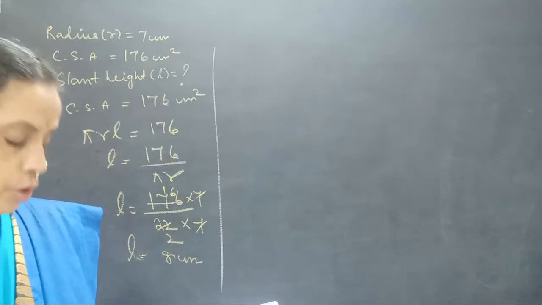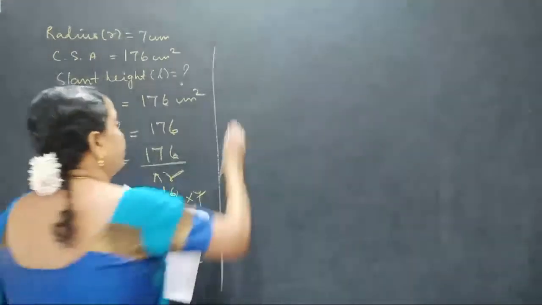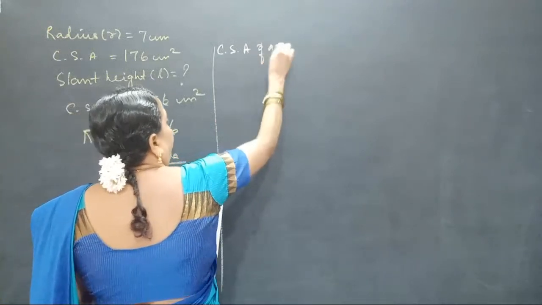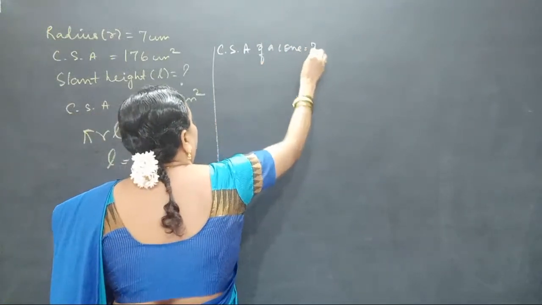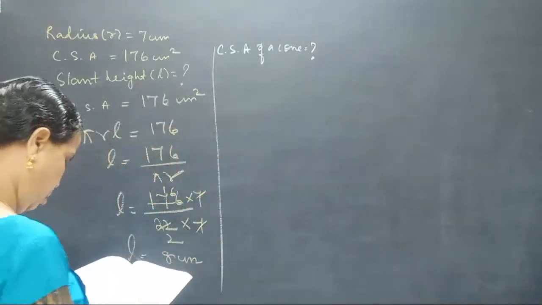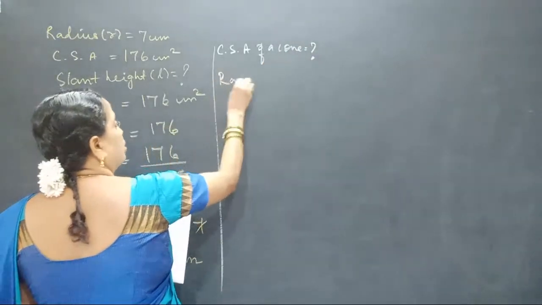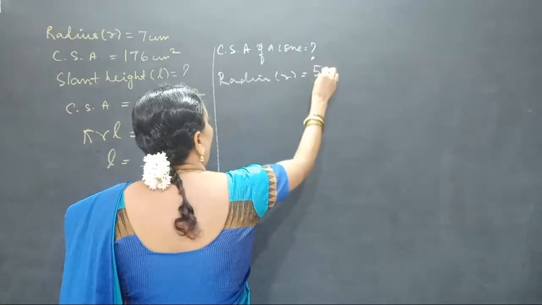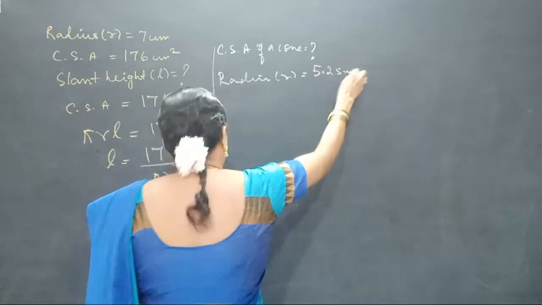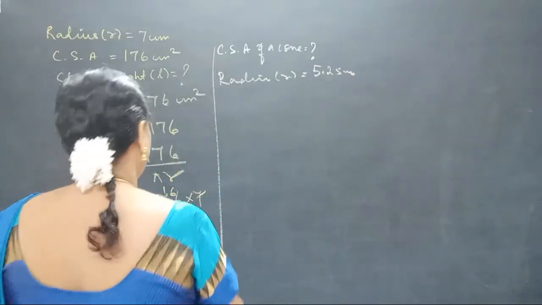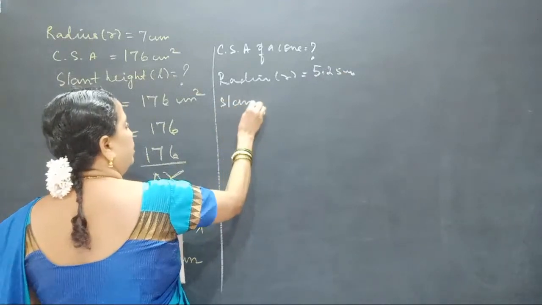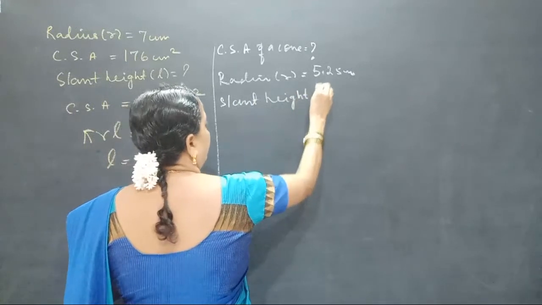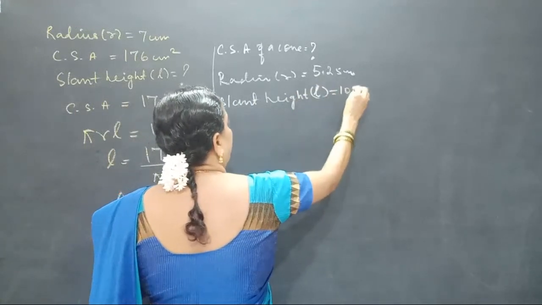Another very simple question. Find the curved surface area of a cone. The base radius R equals 5.25 centimeter, and the slant height L equals 10 centimeter.